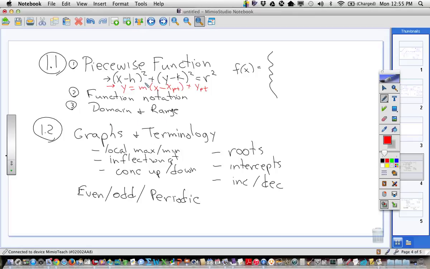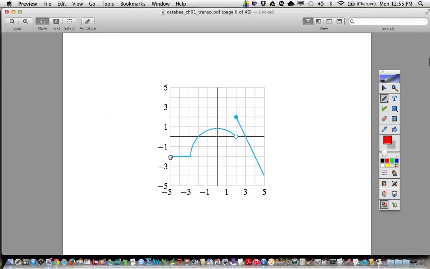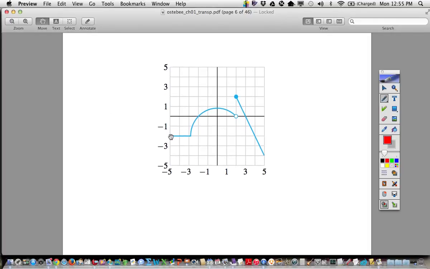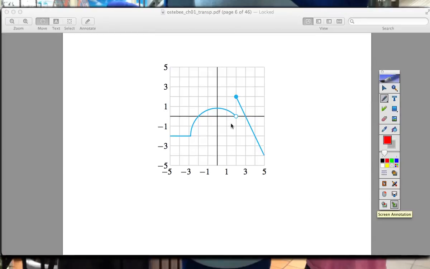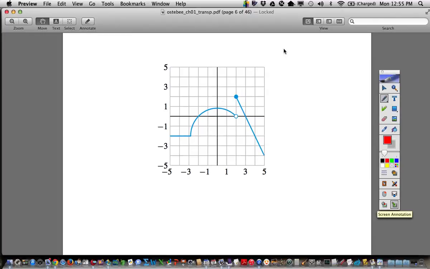Which kind of reminds me, domain and range on a piecewise function. I'll make sure and come back to that. But for example, here was that number 12 we did in the homework. So what if we had a picture like this, and I said, okay, now write the formula for this? That's where you need your circle equation, all that. And then what if we also ask, what's the domain and range? What's the domain on this?